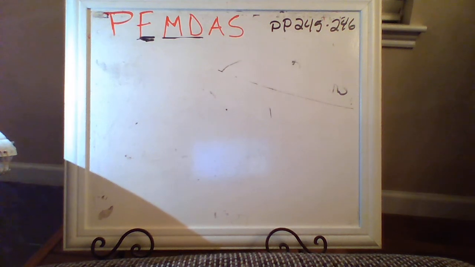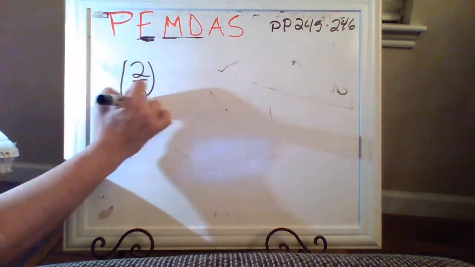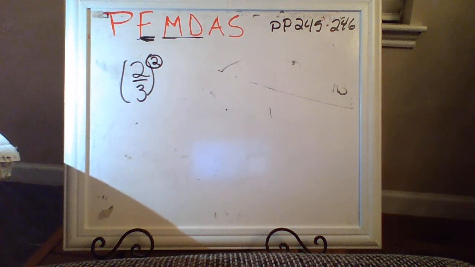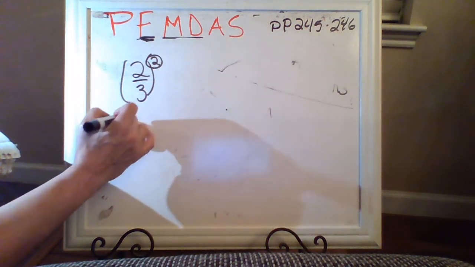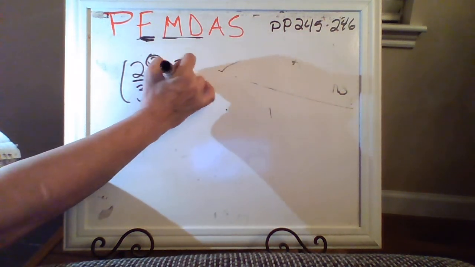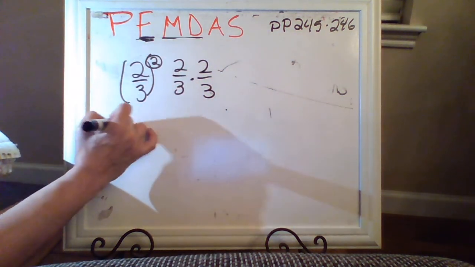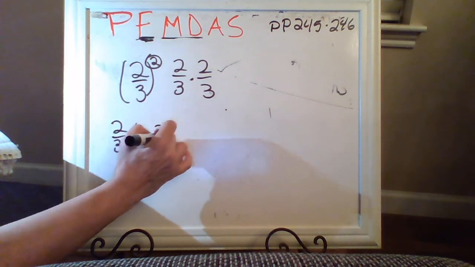Okay, so section 2, a lot of people look at these and panic. There's no reason to panic. This little number up there just tells you how many times to write out the fractions. So we do it twice. If there were 3, you'd write it 3 times. So this is just 2/3 times 2/3. For example, if that were 3, it would be 2/3 times 2/3 times 2/3.